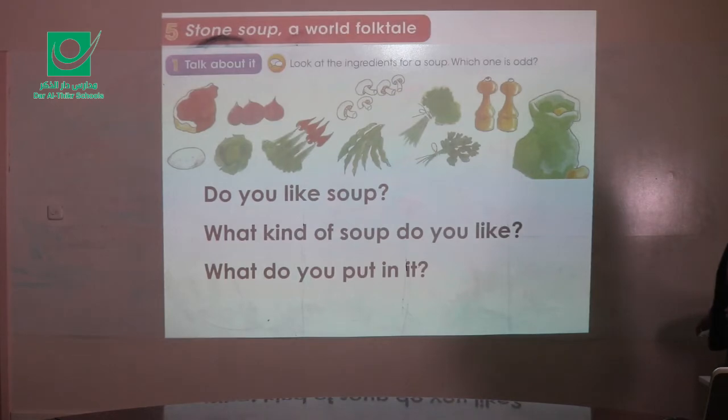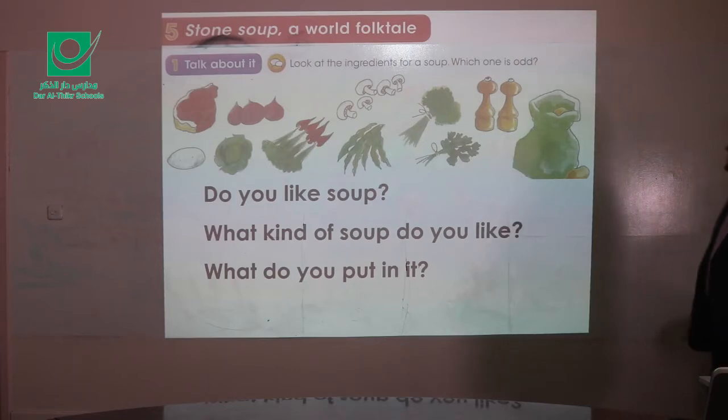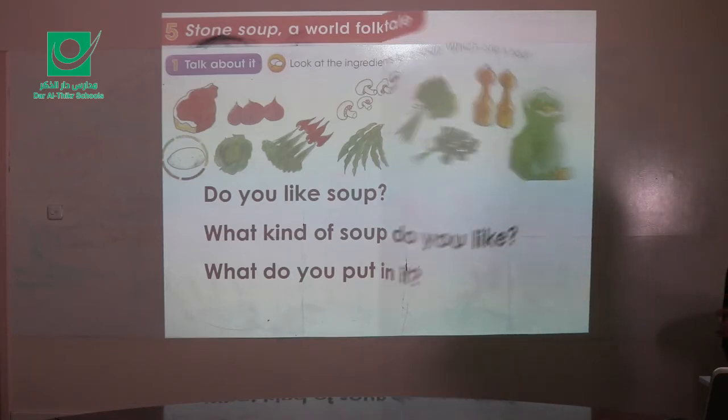And let me help you with a picture. Look at these ingredients. And by the way, which one can't you put in soup? The meat? No, we can put it in the soup. Onion? It's okay. Carrots? It's okay. So, which one? Look at them. Take your time. Yes, we can't put a rock in soup. Today we have a story that says the opposite.